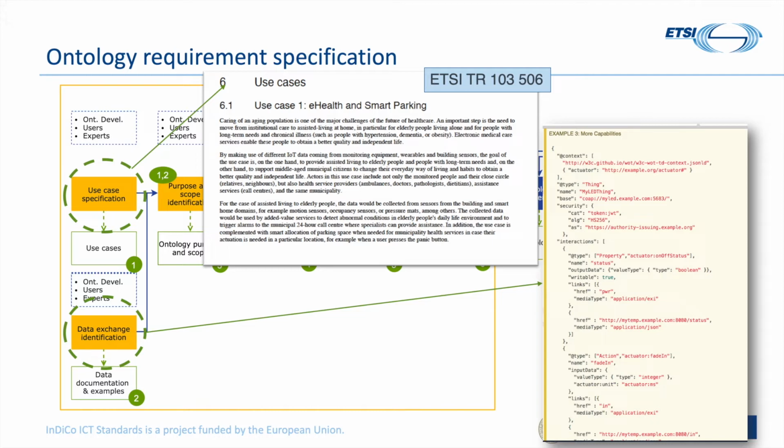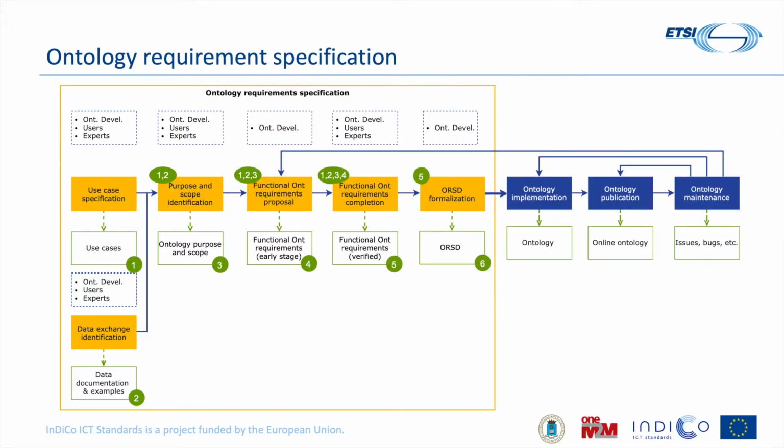Another way of extracting the requirements might be the identification of data exchange, for example, APIs, data structures, or services. In this case, we are seeing an example from the Web of Things ontology in which a JSON payload is analyzed to see which terms should appear in the ontology. With this input, the ontology development team, together with the expert, write down the purpose and scope of the ontology.